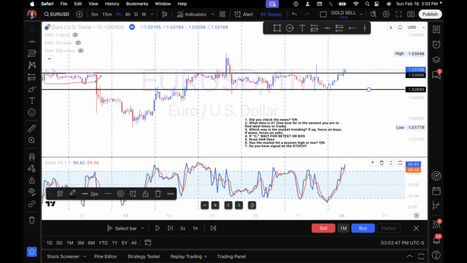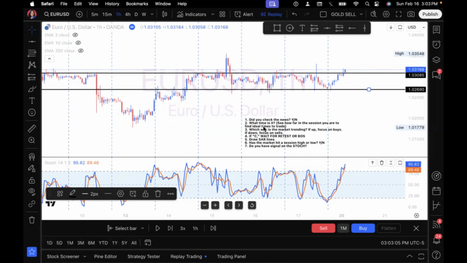Now, just to show you guys what I mean, we can see on this side of the chart, we had some consolidation. We got a break of structure on the downside with this red candle, and then the market continued to sell. So as you guys can see, I'm literally just working through my questions. Draw SAR lines just means draw in support and resistance lines, which we've done.